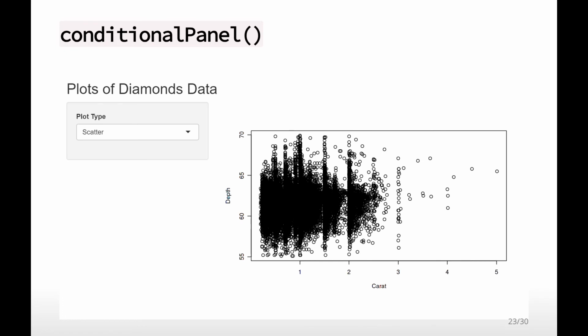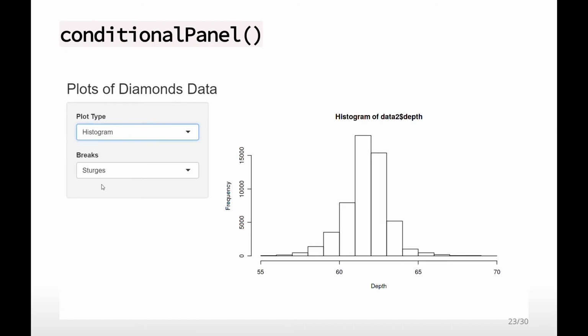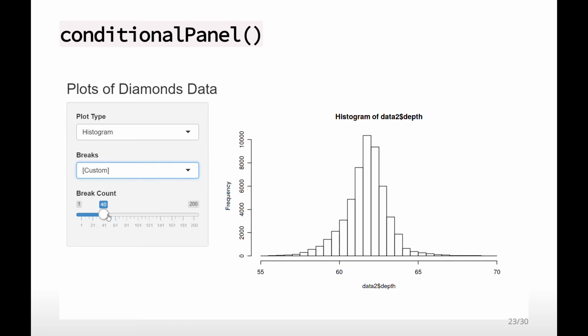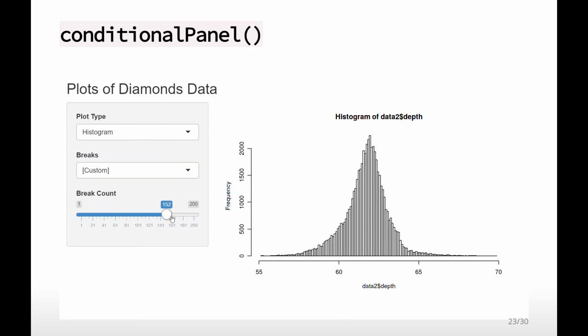So just an example of a conditional panel. This is a plot of the diamonds dataset from ggplot2. If I just do a regular old scatter plot, I don't see anything else over here in my sidebar. If I switch to histogram, I now have a new panel that shows up. So this is a conditional panel where if this plot type is histogram, this shows up, which gives you different ways to select the number of bins here, the default number of bins. And then if you select custom, we get another panel that shows up. That's another conditional panel within that upper one where we then can choose the break count.